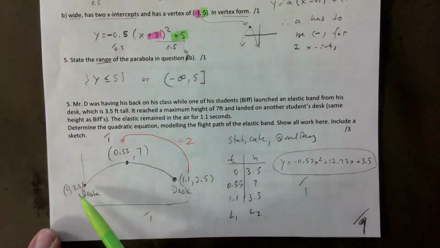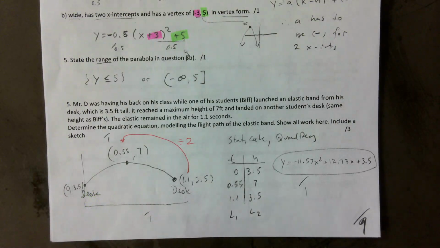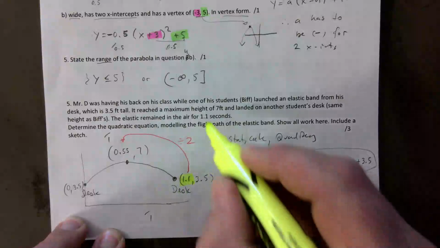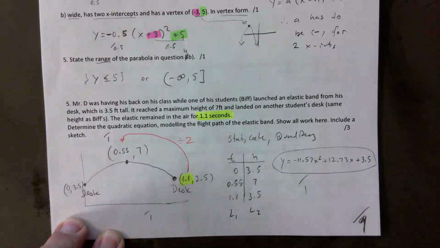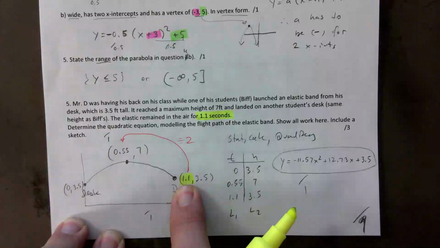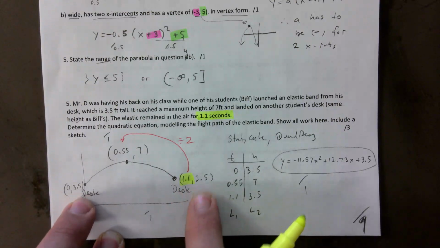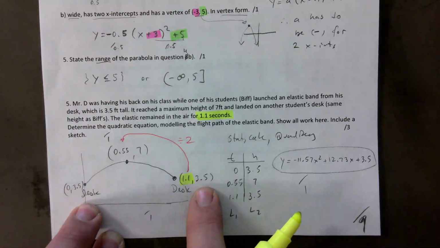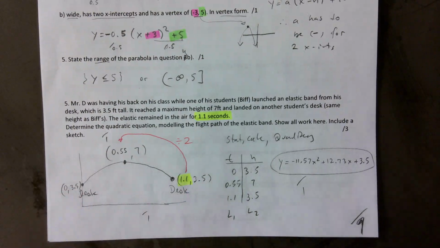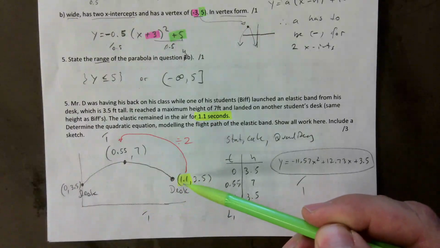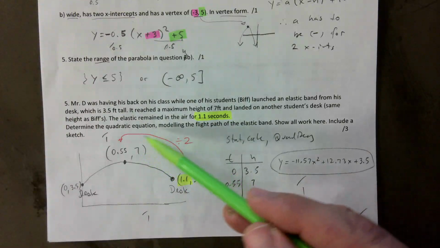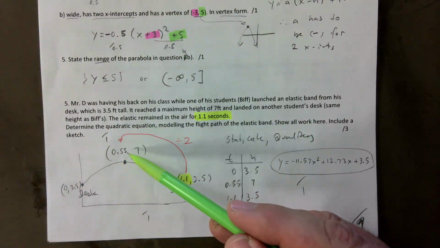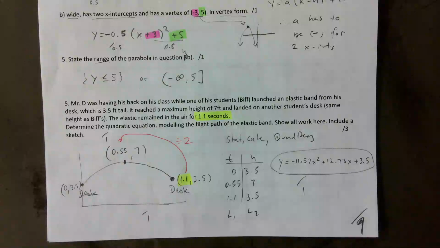Next, some of you missed this. How long is the elastic in the air for? 1.1 seconds. So the 1.1 is the total flying time, so it's actually over here. And it lands on the same height as before, from one desk to another desk. So this thing never touches the ground. If this is 1.1 and it reaches a maximum height of 7, I need to divide the 1.1 by 2 to get the 0.55. That was -1 there if you made that mistake.